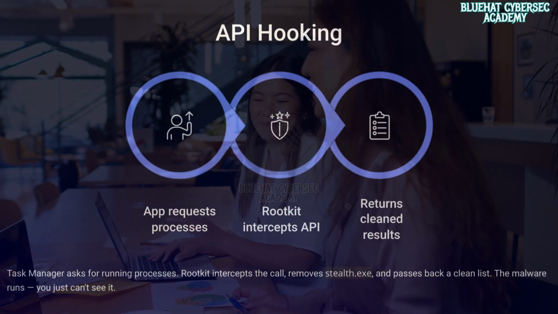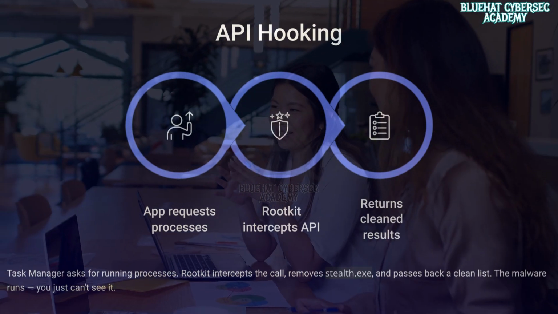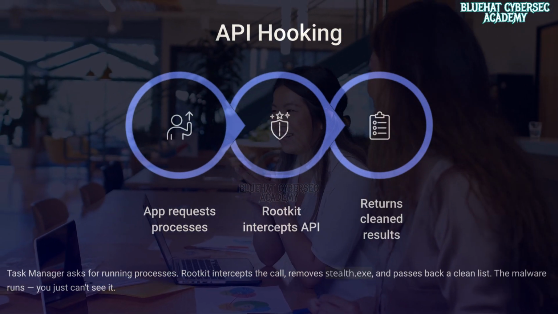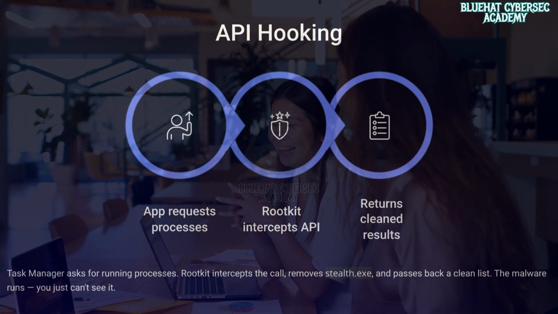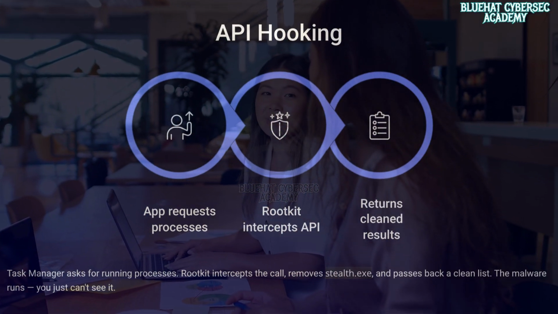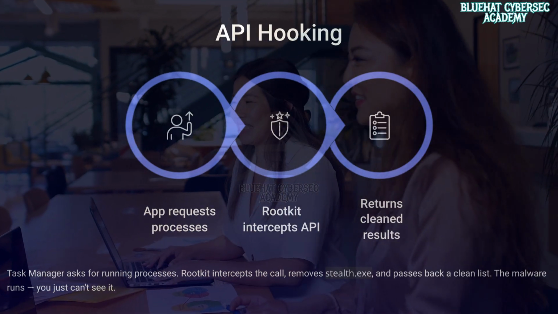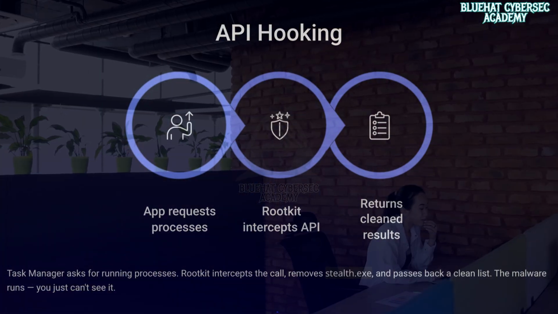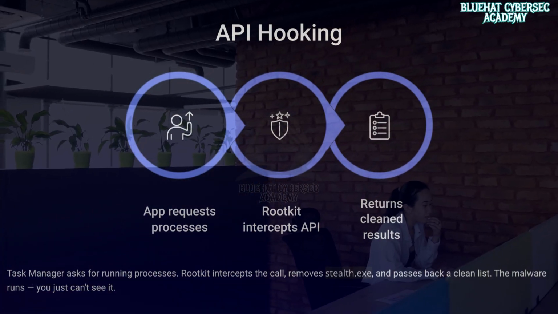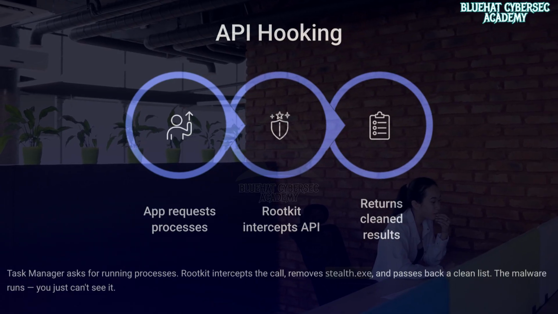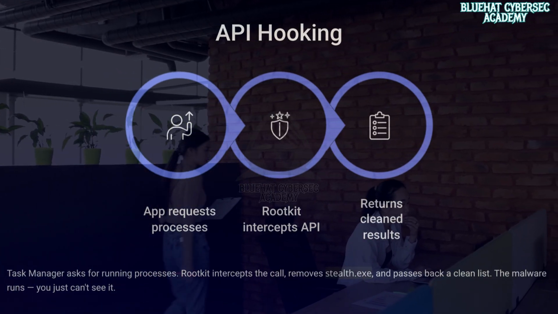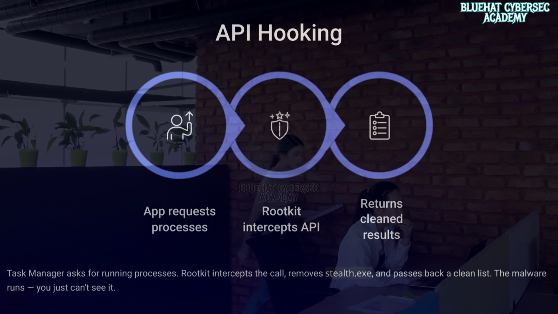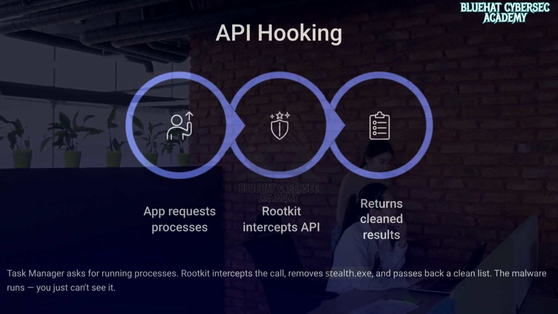For example, imagine a malicious process called stealth.exe is running on the system. When Task Manager asks Windows for a list of running processes, the rootkit intercepts the request. It simply removes stealth.exe from the results and then passes the modified list back to Task Manager. The process continues running. The malware remains active. Task Manager just doesn't know it exists. That's API hooking in its simplest form.